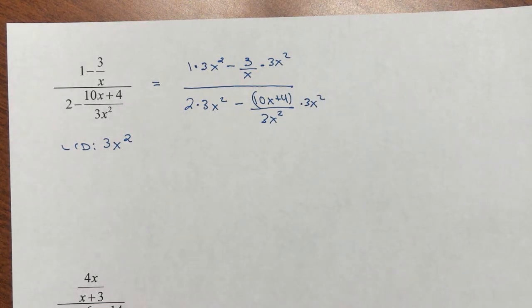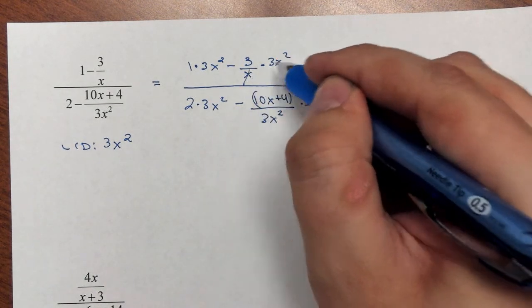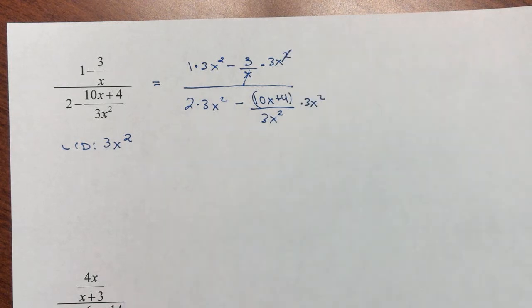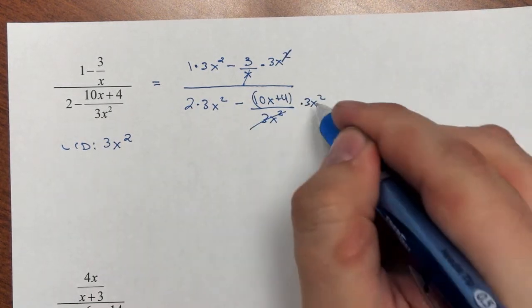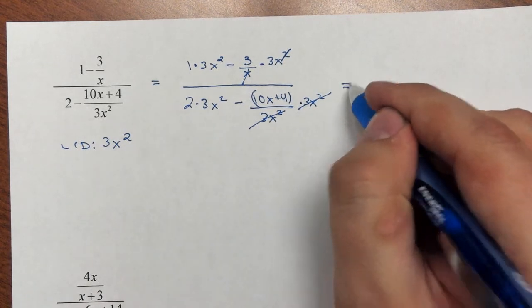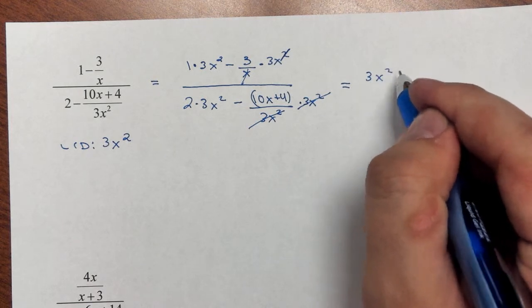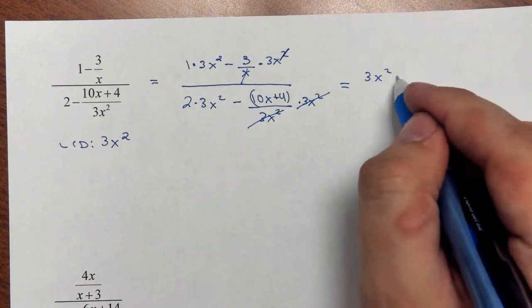Alright, and now what I'm looking to do is to simplify all the denominators inside my expression. So this x can be simplified with x squared to leave me with just x. 3x squared can be simplified with 3x squared, and I'll be left with nothing. So what do I have? Up top, I have 3x squared minus 3 times 3, which is 9.